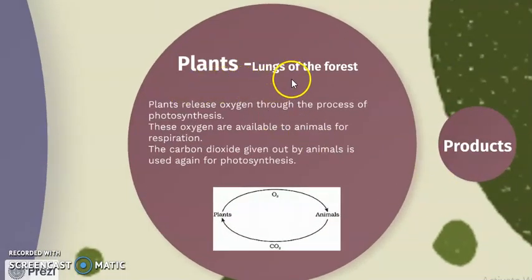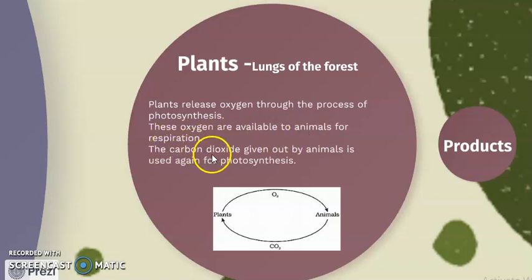Plants are called the lungs of the forest. Plants will release, we know, oxygen. They take up the carbon dioxide and give us the oxygen. So that process is called photosynthesis. So plants release oxygen through a process called photosynthesis. This oxygen is available to all the animals, including human. Human is an animal. So it is available to all the animals for respiration.